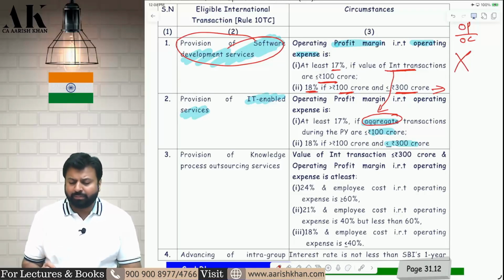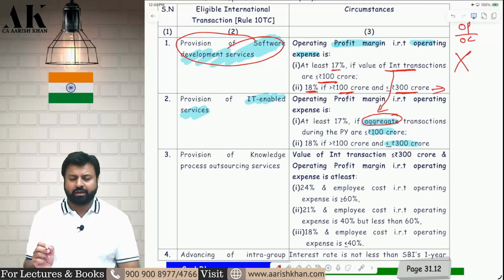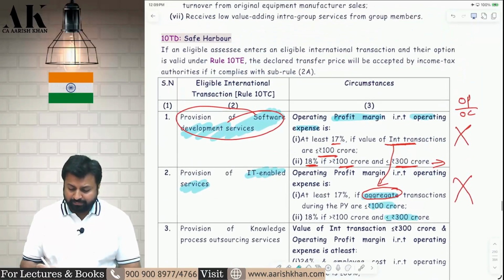Here also the margin should be same only. 17% up to 300 crore and above 100 crore. Up to 300 crore, 18%, above 300 crore, safe harbor rule not applicable. Margin means OP upon OC.